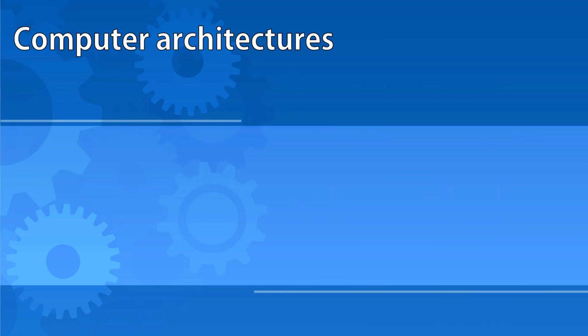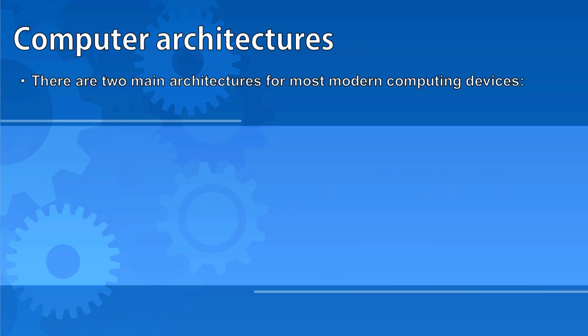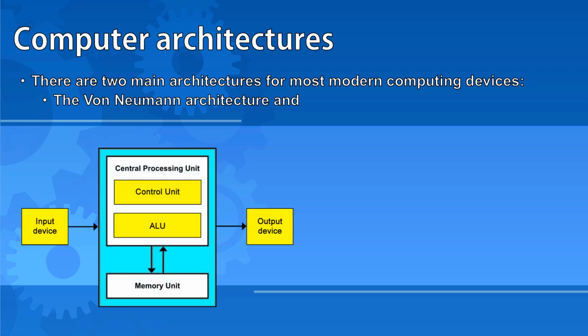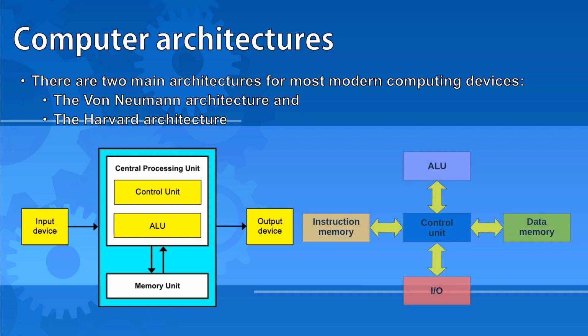There are 2 main architectures used by most modern computing devices. Most general-purpose computers, like laptops and desktops, will be in the von Neumann architecture. The other architecture we need to know about is the Harvard architecture.